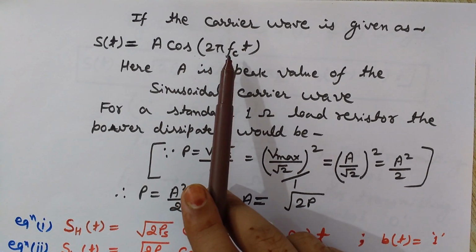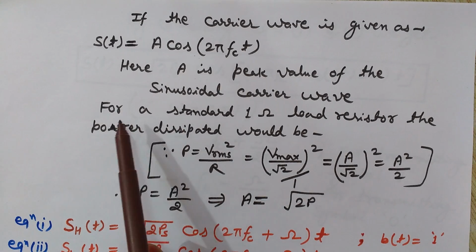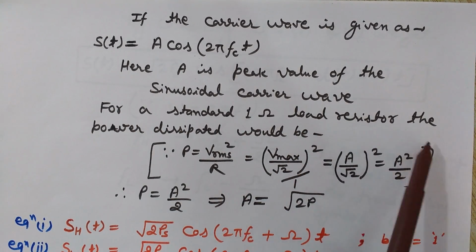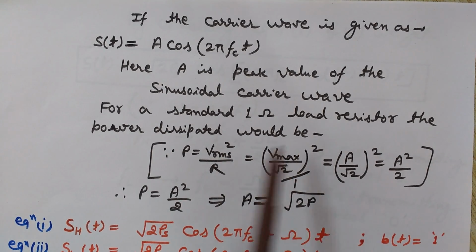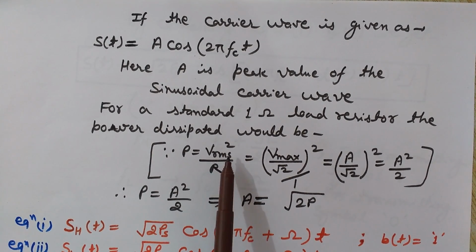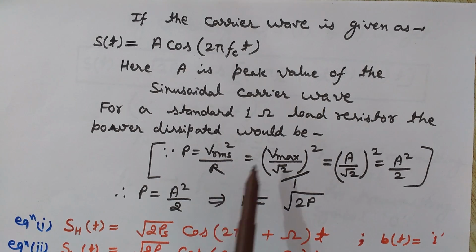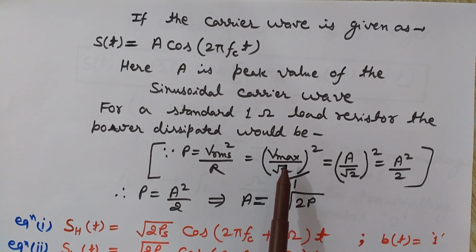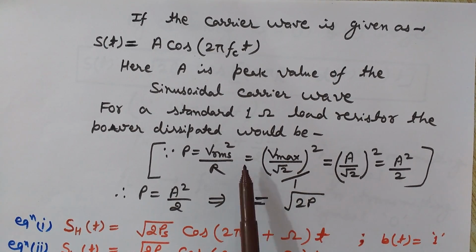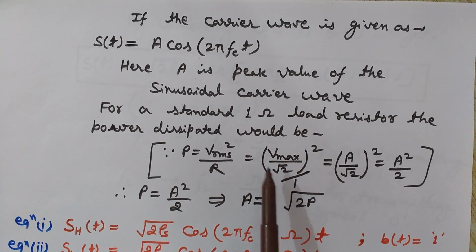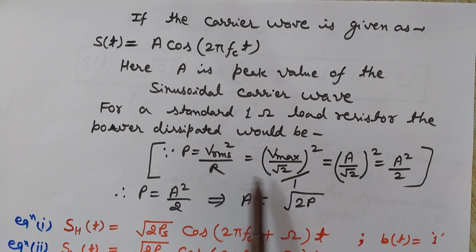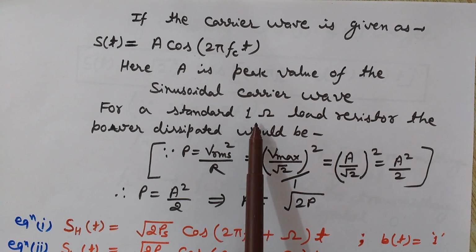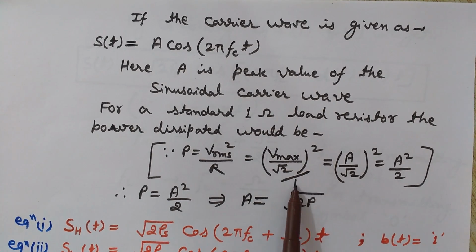It is the frequency of the carrier wave, t is time. So if we consider a standard 1 ohm load resistor, then the power dissipated would be, we know that power is Vrms square divided by R. Okay, and Vrms is what? It is Vmax by root 2. Since we know that Vmax is Vrms into root 2, so Vrms is Vmax by root 2, whole square, divided by R. R is here, we are taking 1 ohm.